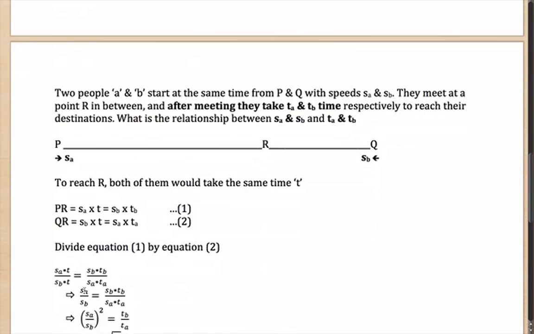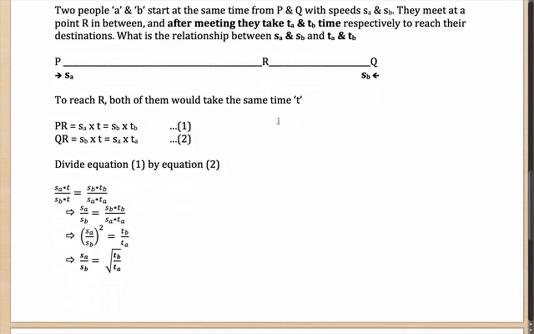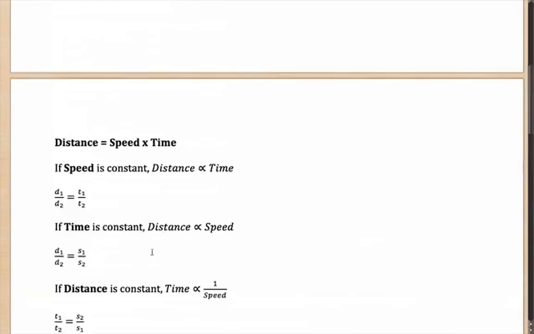Special case, two people start at the same time. Speeds are given, SA and SB. After meeting, they take times TA and TB. Then the ratio of SA by SB will be root of TB by TA.